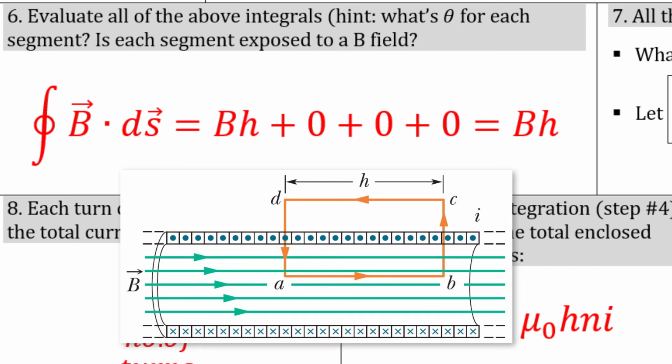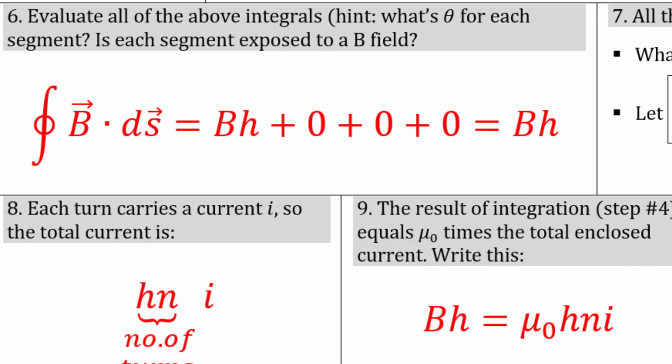Box 6, you can see that 3 out of the 4 integrals equal 0. For the integral from A to B, theta equals 0, cosine of 0 is 1. Theta is 90 for the segment BC, so that equals 0. For the segment C to D, there is no magnetic field, so it makes no contribution. That's why that integral equals 0. And finally, from D to A, theta equals 90 or 270, cosine of 90 or cosine of 270 equals 0, hence that term drops out. So this is our result in box 6, B times H.